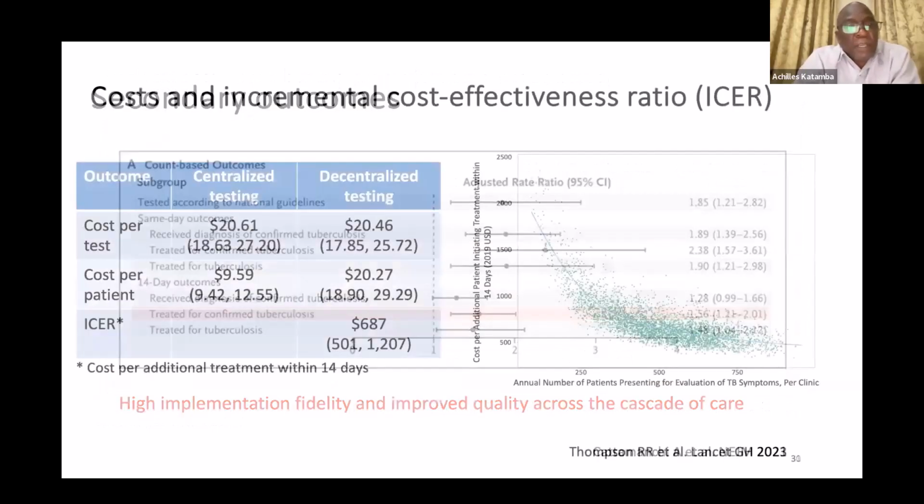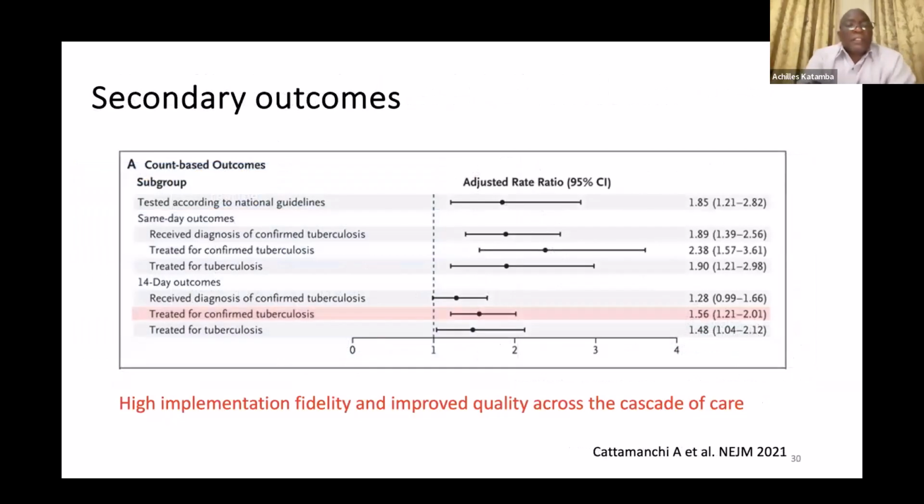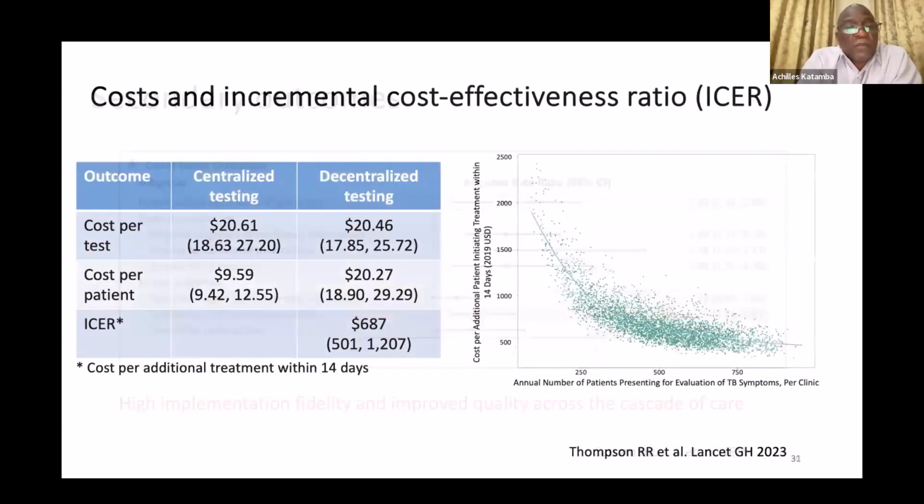Along the cascade of TB care, it's a secondary outcome. Really, we see that even when we did this, the people who received the multi-component intervention were more likely to receive diagnosis of confirmed TB, were more likely to be treated for confirmed TB, and treated for tuberculosis, irrespective whether it was confirmed or not. This similar trend for both same day and also for 14-day outcomes. High implementation fidelity and improved quality across the cascade of care was very clear in this trial.